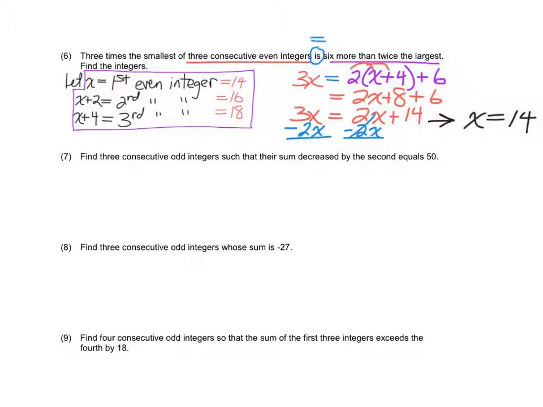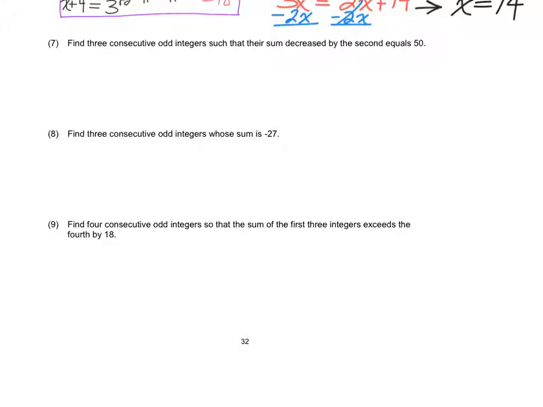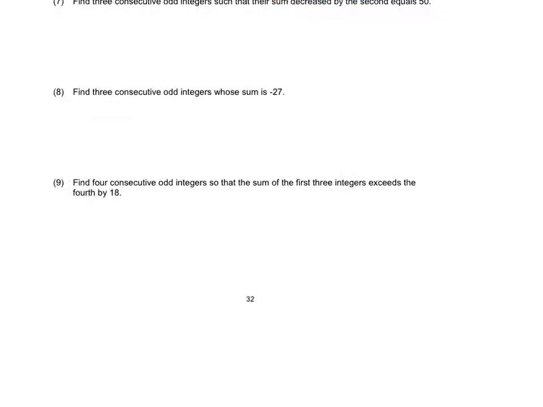But you can see how the language is starting to get a little funkier as we go down the line. So let's take a look at number 9. That's the funkiest of all of them, I think. All right, so 4 consecutive odd integers. So that the sum, oh, forget it, I'm not even gonna read the rest. 4 consecutive odd integers.